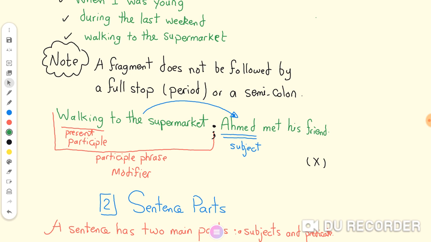So this sentence is wrong because I put a full stop or semicolon. So for the correction, I must draw a comma to be right. I have to draw a comma after any dependent clause or dependent phrase. We cannot put a full stop or semicolon because these are fragments. A group of words has no meaning by itself.